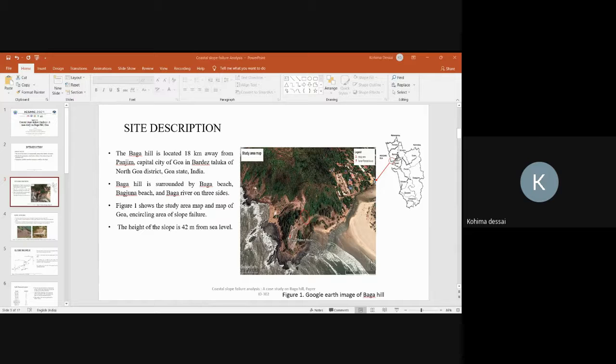So this hill is surrounded by the Baga Beach on three sides. There is also an approach road which goes to the top of the hill. In 2013, there was a slope failure at this hill, after which the concerned authorities constructed a concrete retaining wall of height 3 meters to stabilize the slope. But again in 2020, in the month of August, there were three consecutive landslides which led to slope failure, and the retaining wall which was built to support the slope also collapsed.